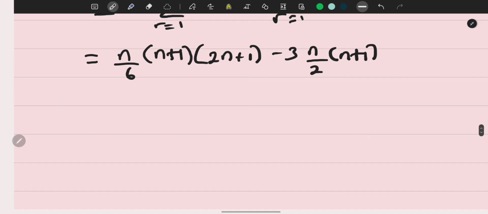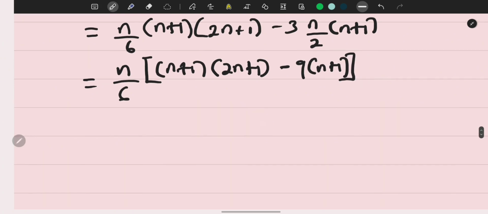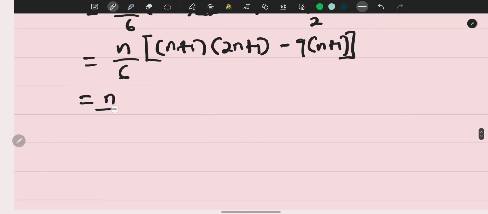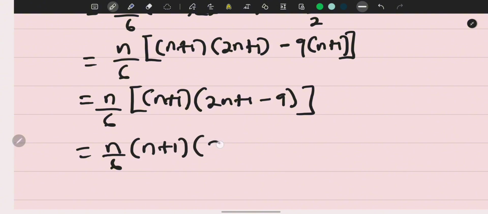So what else do we need to do here? Just factorize n over 6 out. I think that's a good way to start. So we're left with (n plus 1)(2n plus 1), and here you will have minus, because 2 in 6 is 3, so you have 9, then (n plus 1). From here we have n over 6, and we can still factorize (n plus 1). If you do that, you're left with (2n plus 1) minus 9. So this is n over 6, (n plus 1), then 2n plus 1 minus 9, that's 2n minus 8.